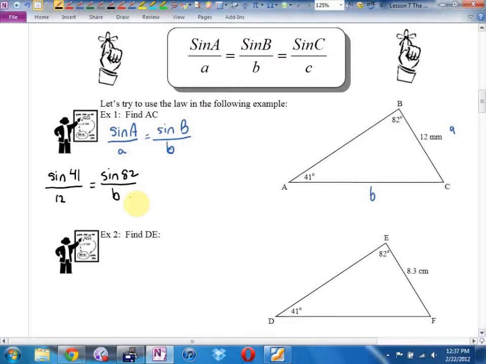Do I have 1 fraction equals 1 fraction? Then Kayla, you know how I can solve this? Take a guess. It's going to be cross multiply. Now, a little more complicated than the trig that we've done, because the trig that we've done, there was always a 1 somewhere in the equation. There isn't one here. It's going to be this times this, b times the sine of 41 equals this times this, 12 times the sine of 82.